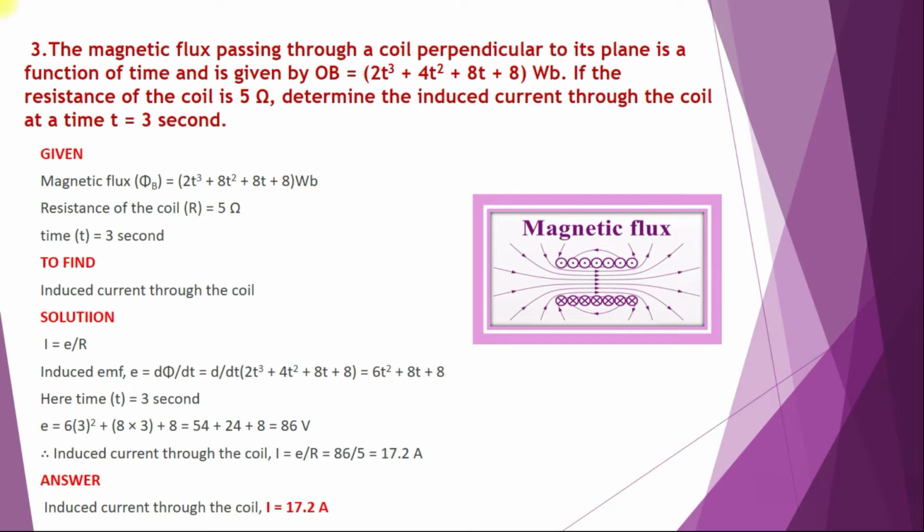Now here the time is given as 3 seconds. So the EMF at 3 seconds, you have to substitute for t as 3. So the equation becomes 6 into 3 square plus 8 into 3 plus 8, which is equal to 54 plus 24 plus 8, which is equal to 86 volt. So the induced current through the coil I is equal to E by R, which is equal to 86 divided by 5, which is equal to 17.2 ampere. So the answer is, induced current through the coil I is equal to 17.2 ampere.